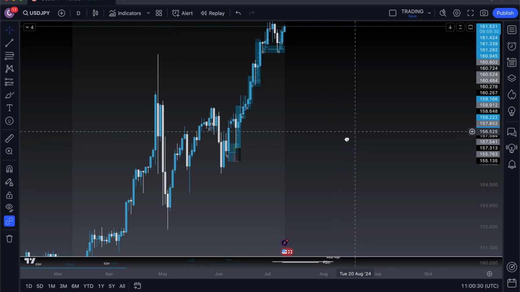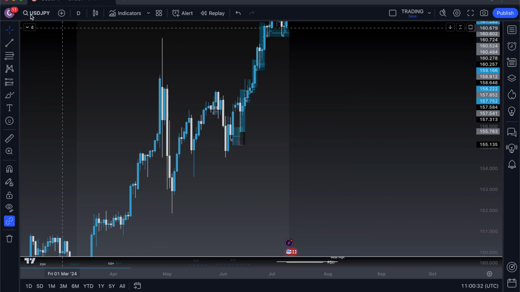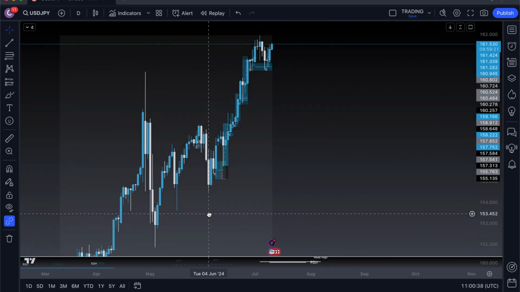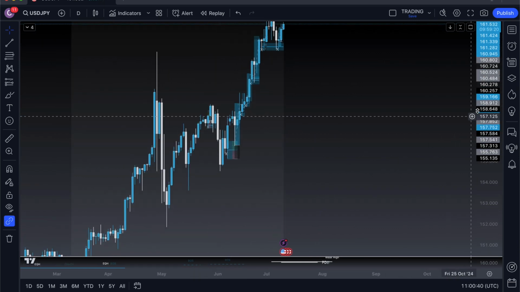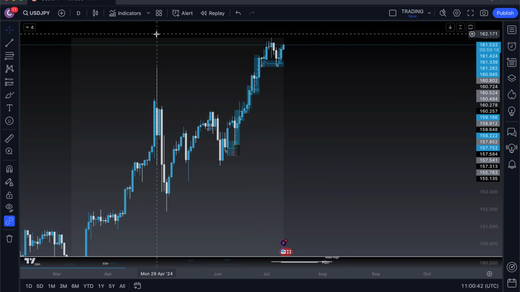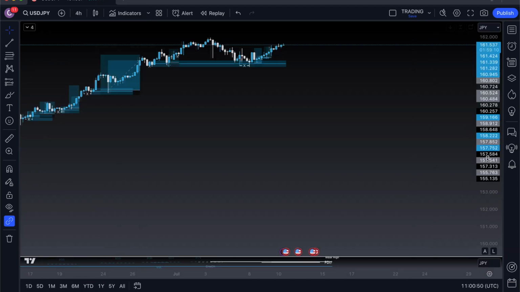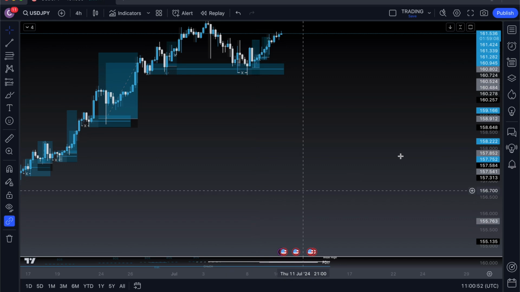So as you can see, we're in the daily time frame. This is USD JPY in the daily time frame for however long. Now we are extremely bullish, as you can see. It doesn't take much to see that, so we're gonna drop into the lower time frame, which will be the 4-hour now. Just see what we can see.